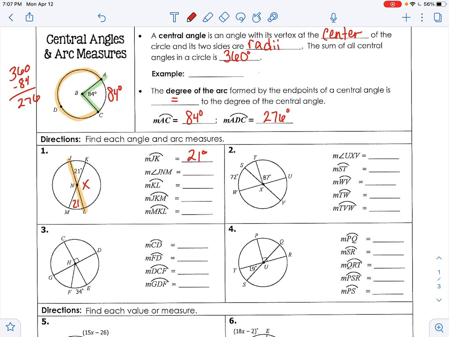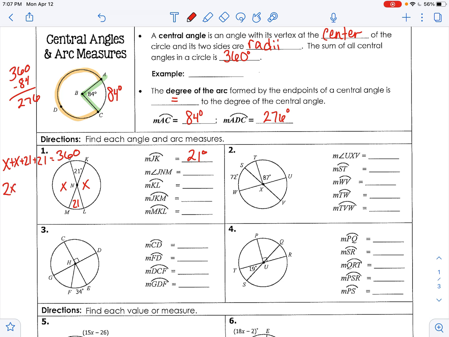Or another thing you could do is you could say, well, that's x. I don't know what it is, but it's x. It's some degrees. And the vertical angle would have to be equal to it. So that would also have to be x. And now look what we have. We have x and 21 and 21. And if I put all four of these together, I get the whole circle. I get 360.